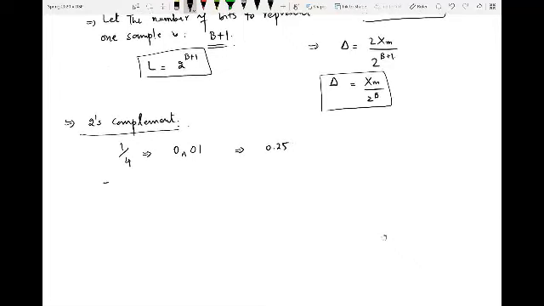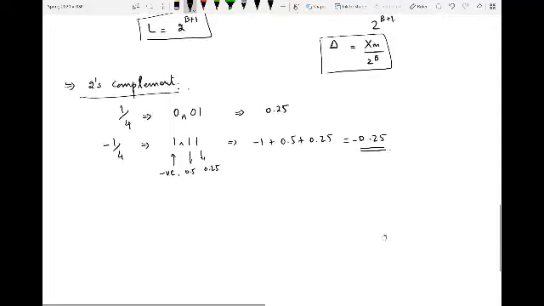Similarly, if I have minus 1 by 4, I can write 1, 1 and 1, because 1 is for negative. So the overall weight will become minus 1 plus the weight of this one, which will be 0.5, and the weight of this one, which will be 0.25. So it will become minus 1 plus 0.5 plus 0.25 to give the result as minus 0.25. In this way you can represent the quantized sample in the form of a binary stream using 2's complement.